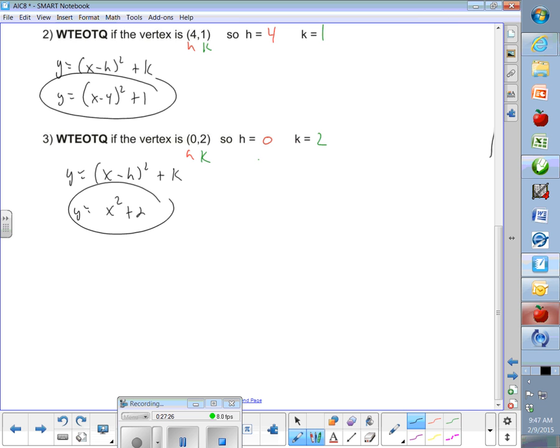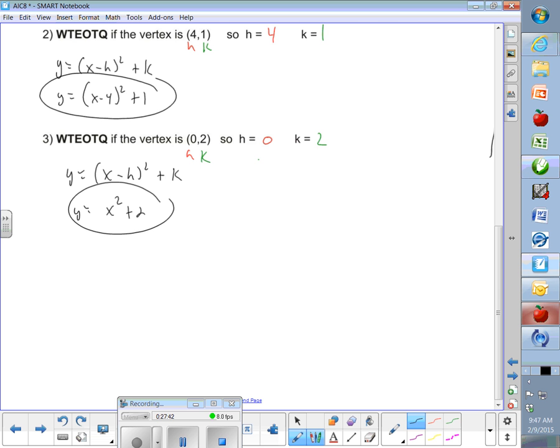So did you say x squared plus 2? Because again, an x minus 0 quantity squared, we'll just put that in a better form. That's true, and that's correct, but the simplified form is just x squared, right? When the h is 0.